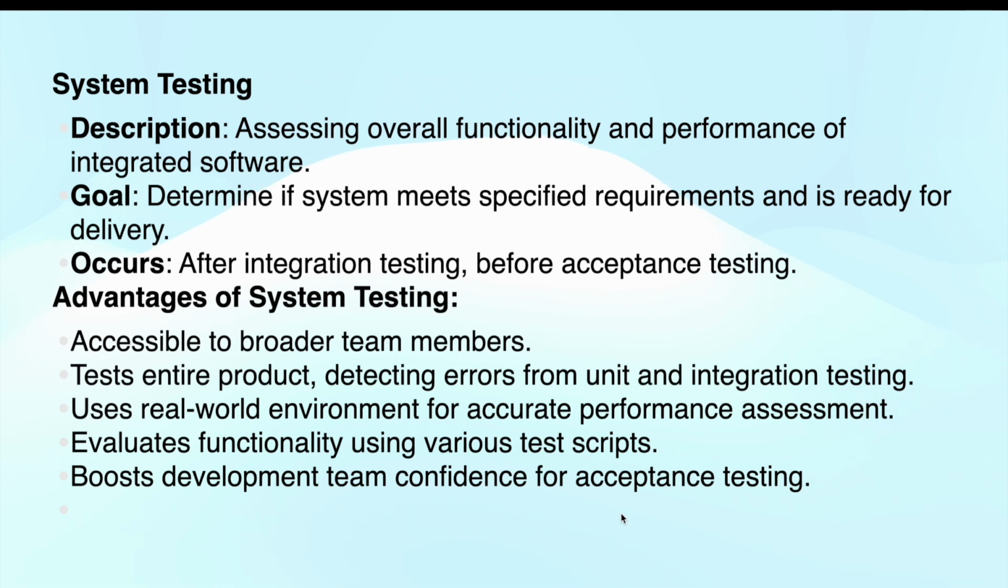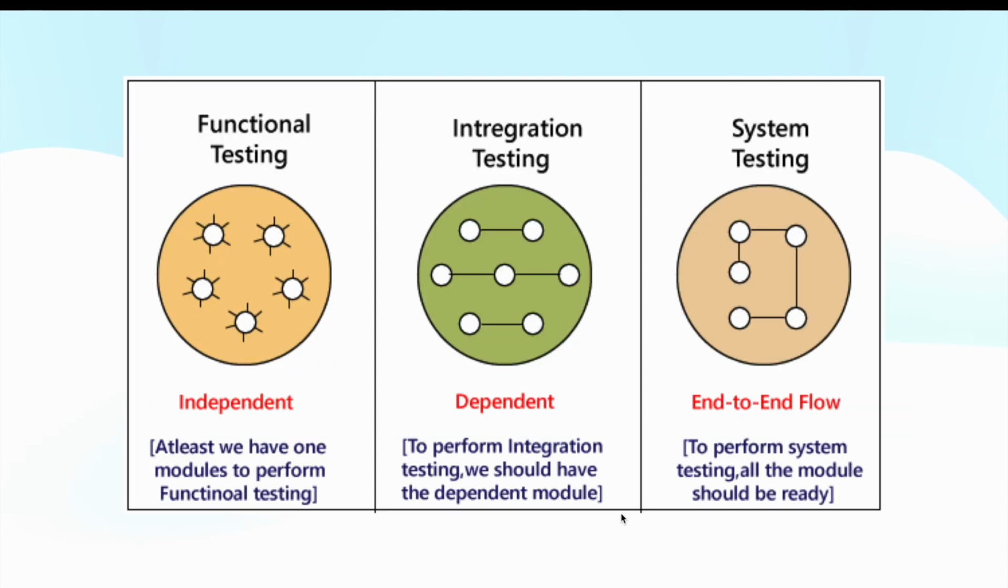After system testing, the product is likely to have addressed most, if not all, possible bugs or errors, giving the development team confidence to proceed with acceptance testing. In summary, system testing plays a crucial role in ensuring the quality and functionality of a software system, helping to deliver a reliable and effective solution to end users.